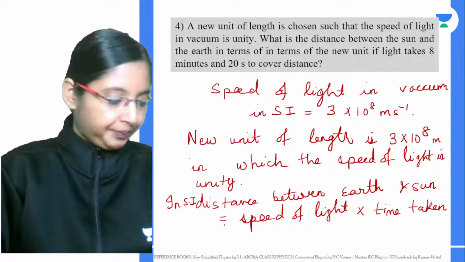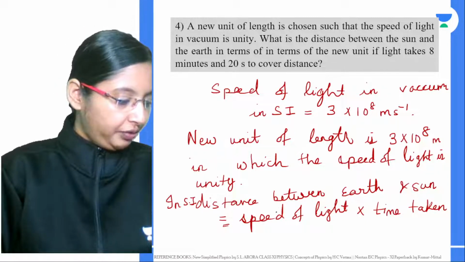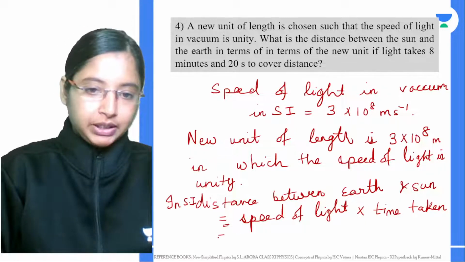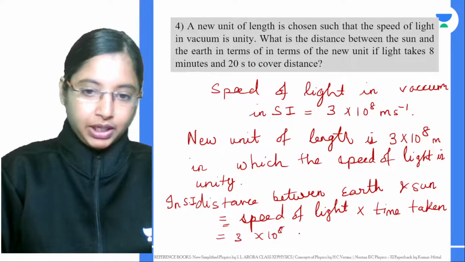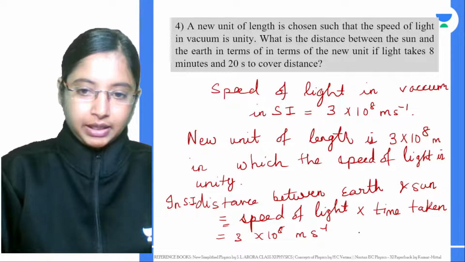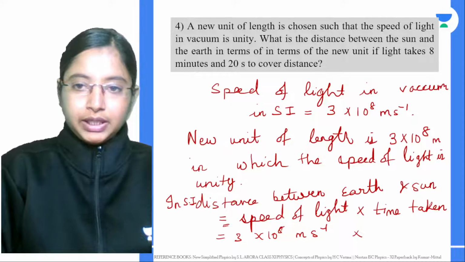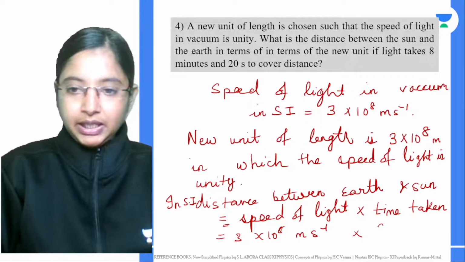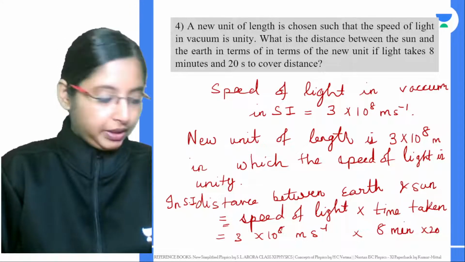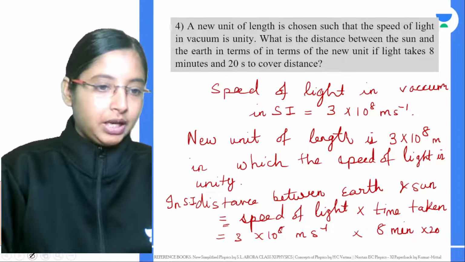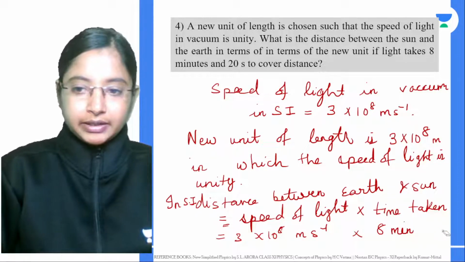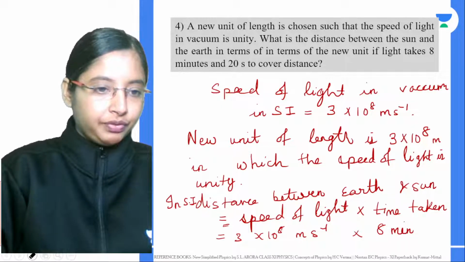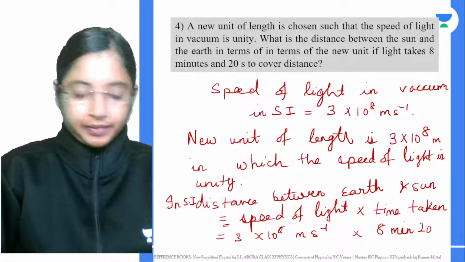Speed of light we know. Speed of light is nothing but 3 into 10 to the power of 8 meter per second. Time taken is what? Speed of light is known in SI units. Time taken is already given over here. Time taken is 8 minutes 20 seconds. Right, now this is in terms of minutes and seconds.